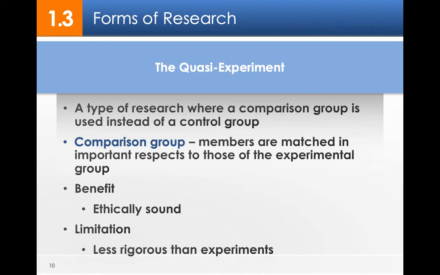Now, we might also use what's called a quasi-experiment. Instead of using a control group, we have a comparison group. The people in that group are matched in important respects to those of the experimental group. This is much more ethically sound, but it is less rigorous than a true experiment.